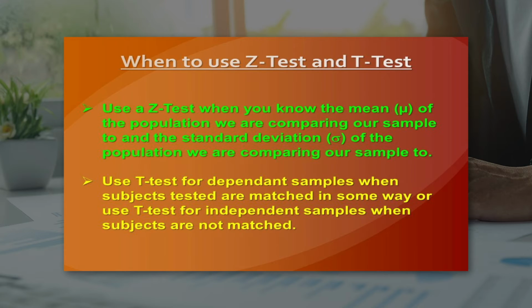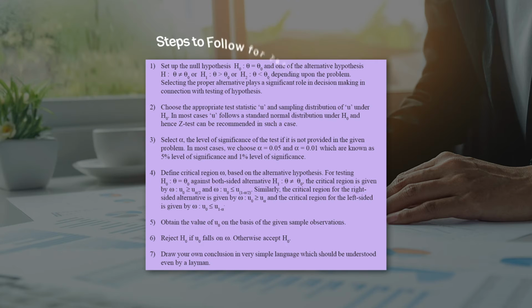So we are going to use the t-test for dependent samples when the subjects tested are matched in some way, or use the t-test for independent samples when subjects are not matched. So there are certain steps to follow for testing hypothesis.